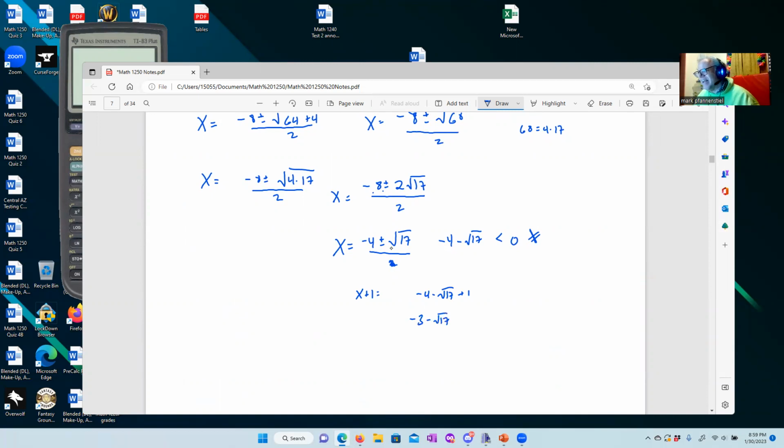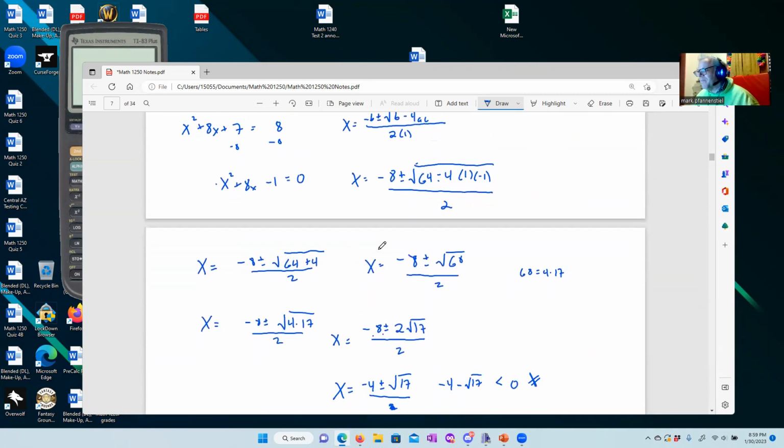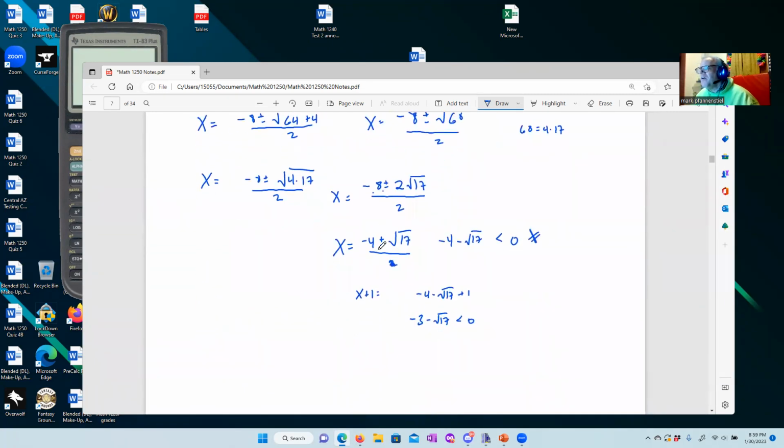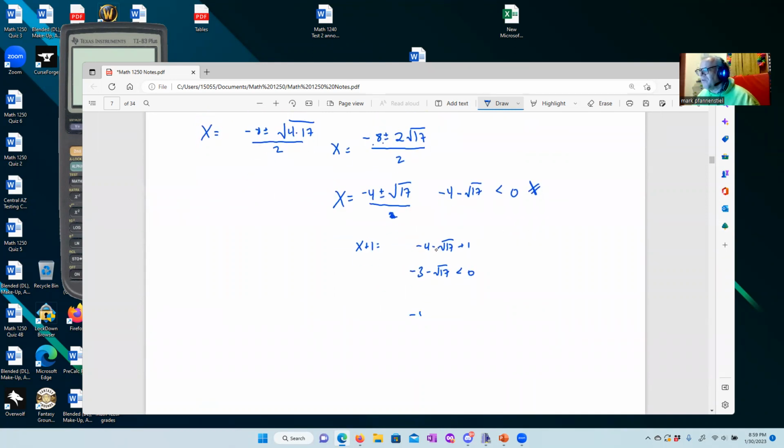I think that's still negative, so I don't think that's going to work out so well. So I plug this number back into my x plus 1, I get a negative number. It's not going to work. What about the other one? Right, we have -4 plus root 17. Right? -4 plus root 17.